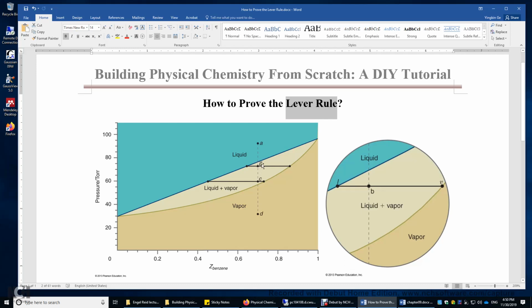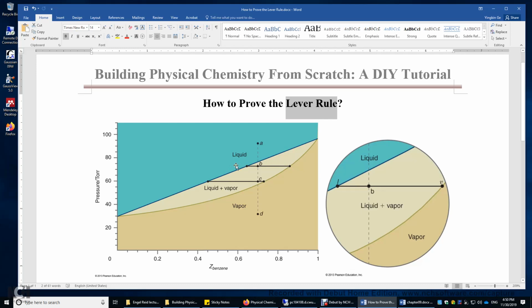Let's look at this point B. If we look at point B, we can see the mole fraction of benzene is 70%. That means overall, in the liquid and gas phase, we have 70% of benzene and 30% toluene. But B is not really a single phase. B is a combination of the liquid phase and gas phase.